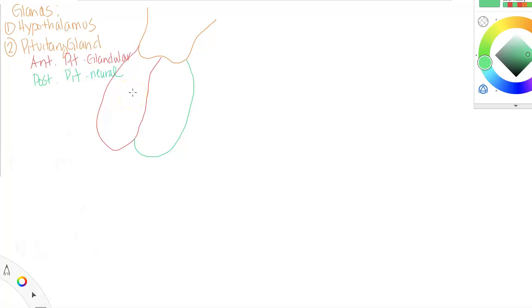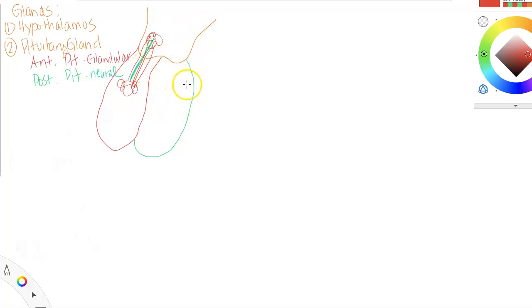They are released through what we call releasing hormones that are secreted from the hypothalamus. So the link here between hypothalamus and anterior pituitary is through the blood. So there's capillaries in here, and these capillaries are connected. That's called a portal system. So we'll talk more about that within the chapter.